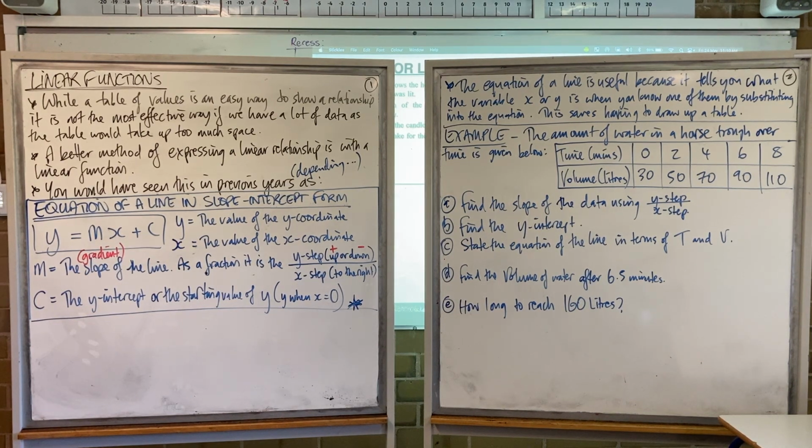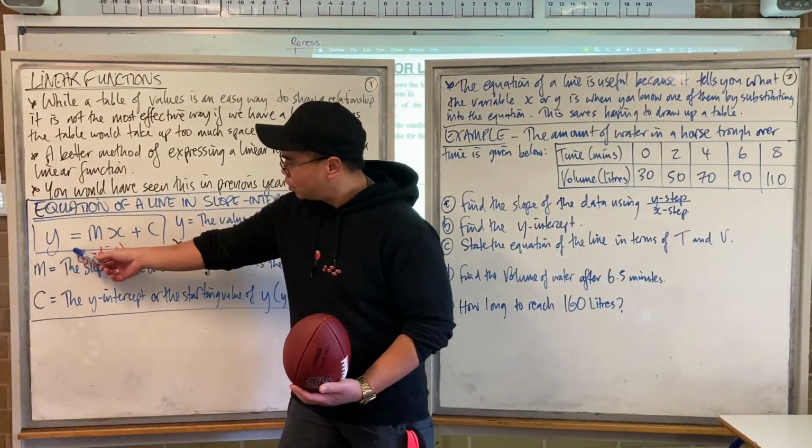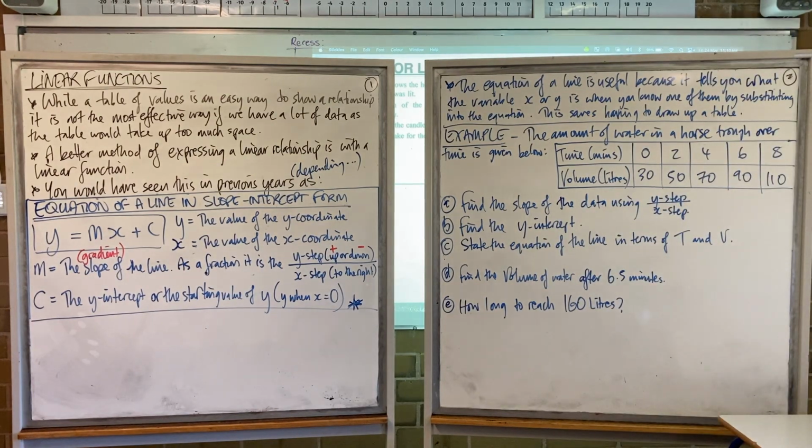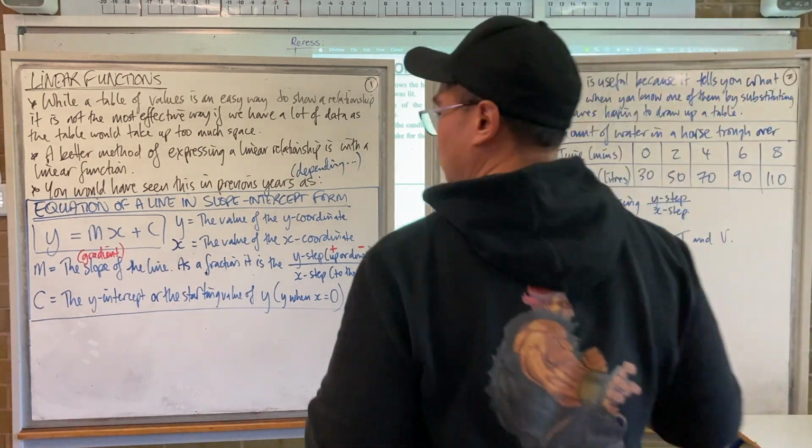Why is this useful? The equation of a line is useful because it tells you what the variable x or y is when you know one of them by substitution. This saves having to draw up a table. You can just write something with 1, 2, 3, 4, 5, 6 characters in it versus a table, which is a whole series of boxes and a bunch of numbers. That's why it's useful. Does that say variable? Yes, the variable x or y is when you know one of them by substitution.